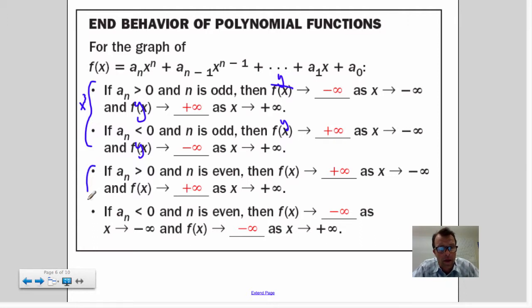For even, so something like x to the power 4 or x to the power 6, the way this works is as x gets very large, the function y values get very large, and as x gets very small, the function gets very big, and as x gets very big, the function still gets big. And then if the leading coefficient is negative, then it's the opposite. As x gets very small, the function gets very small. As x gets very large, the function still gets small.